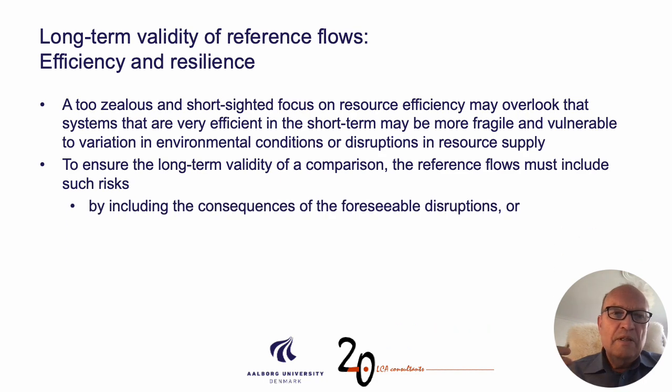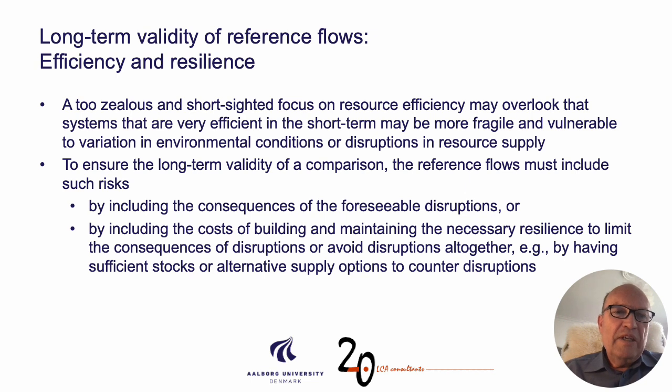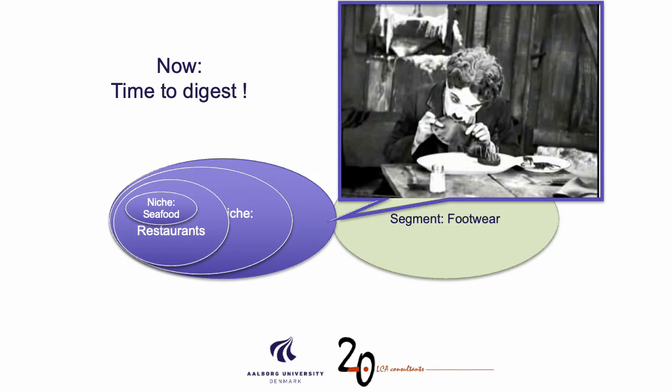By including the consequences of foreseeable disruptions or by having a kind of plan B, that you prevent this from happening by building and maintaining the necessary resilience to limit the consequences of disruptions or simply avoid them altogether. For example, by having sufficient stocks or alternative supply options to counter such disruptions. With this little addendum on long-term validity, all that remains for me to say is now it's time to digest.